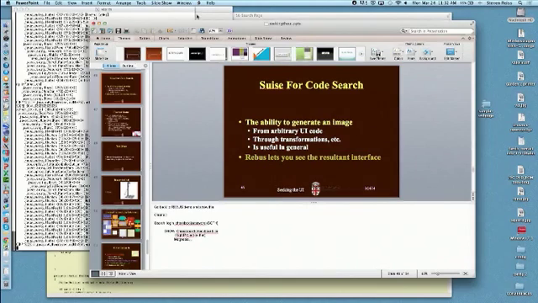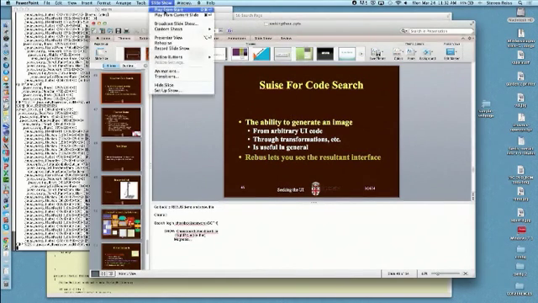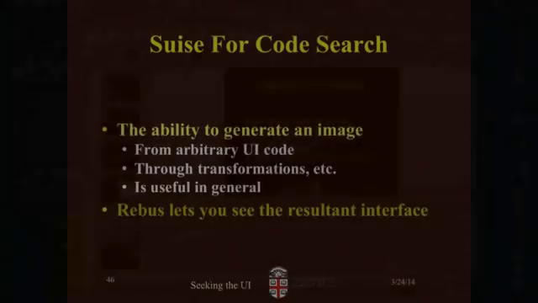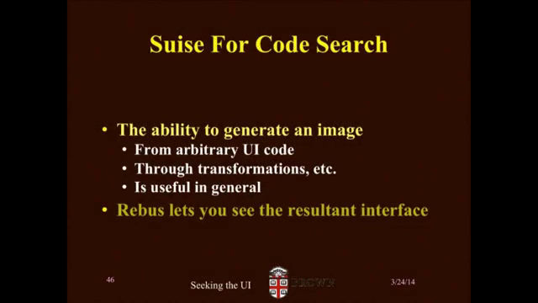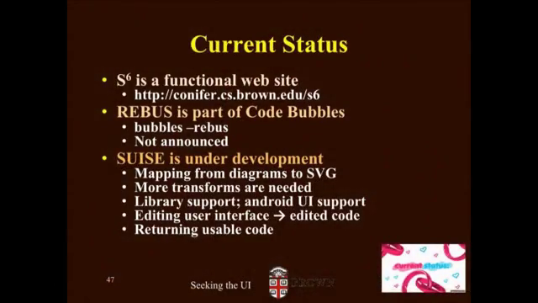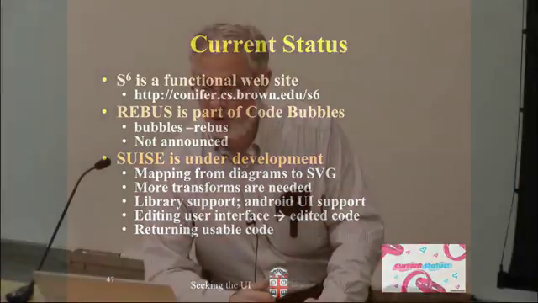Okay. So, go back here, play from current slide. So we can use that. Current status, S6, as I said, is a functional website. Rebus is actually distributed as part of Code Bubbles. I don't tell anybody, but if you just run Code Bubbles minus Rebus, you get that. Swiss, the user interface stuff is under development. The code is actually out there, not necessarily the current code, but it's there.